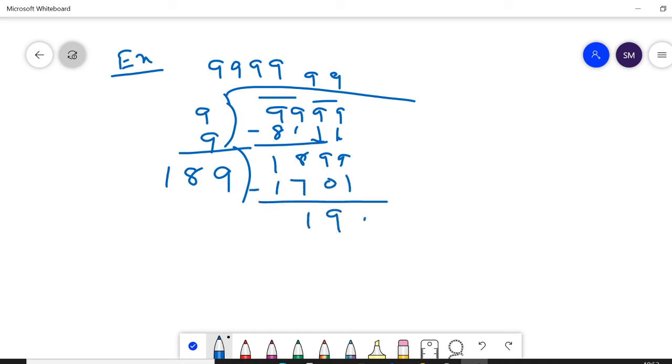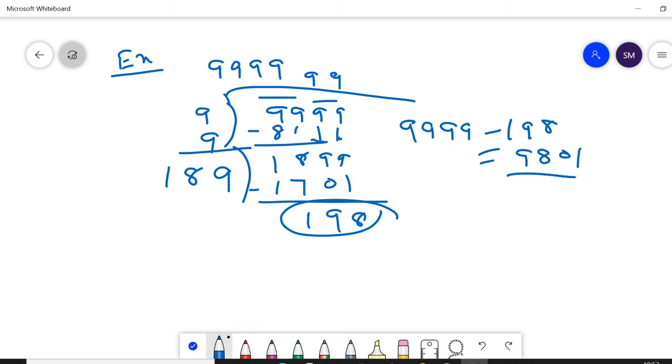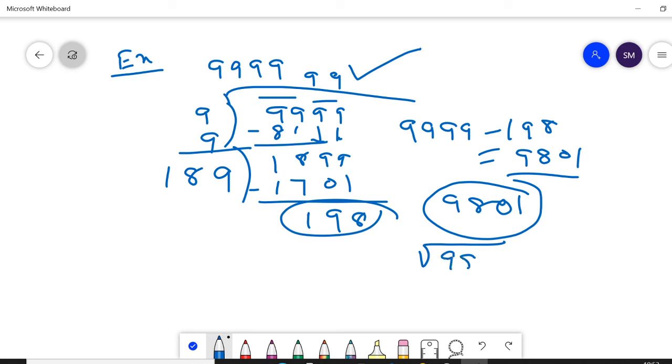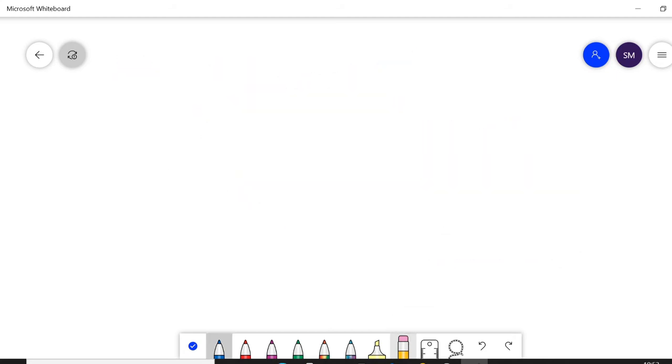Then what is the remainder? The remainder is 198. When 198 is subtracted from 9999, we get the number 9801, which is a perfect square whose square root is 99. 9801 is the greatest 4-digit number which is a perfect square whose square root is 99. Understand?